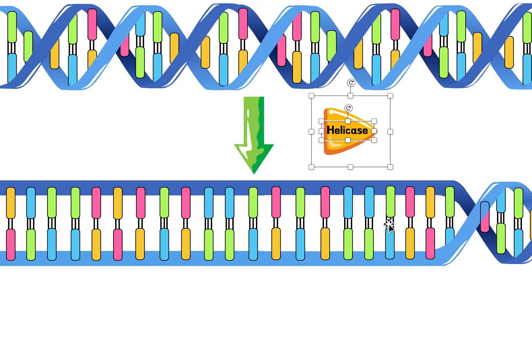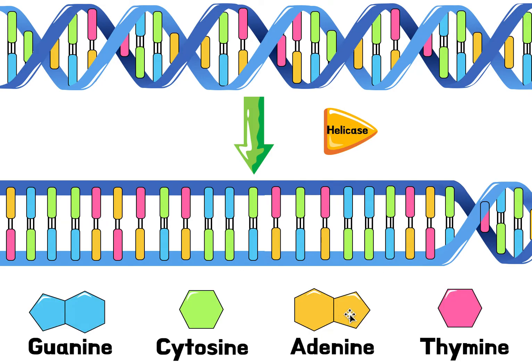The green always binds with the blue and the red always binds with the orange. What do I mean by this? Remember, we have four bases: guanine, cytosine, adenine, and thymine. A always binds with T. You can remember it as A for always and T for together. So they will always bind together, and the green and the blue will always bind together, right? This is called complementary base pairing.